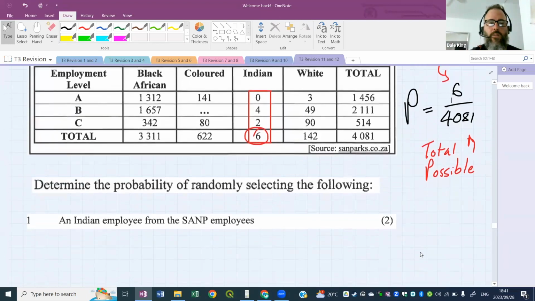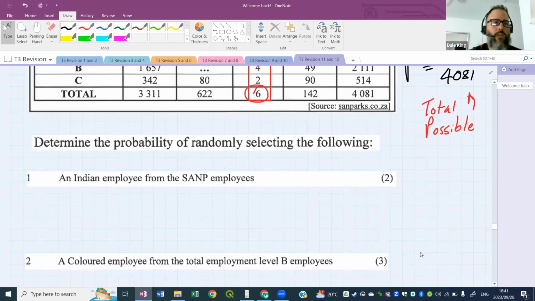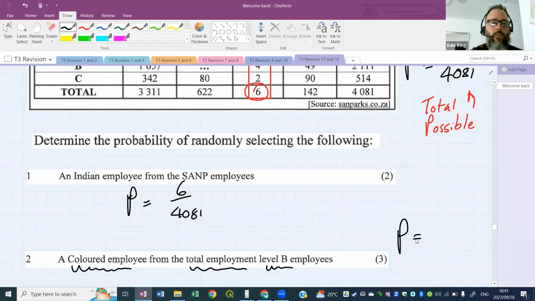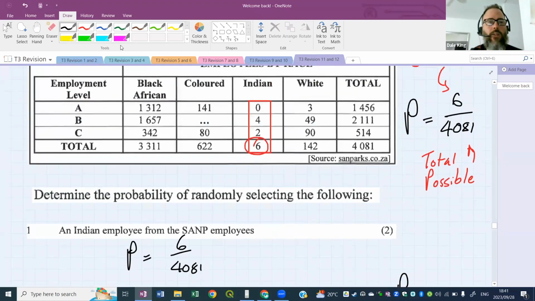Here's another probability question. You ready? Let's just write this here quickly. So P is equal to 6 over 4081. What is the probability of getting a colored employee from the total employment of level B? All right, a colored employee from the total employment of level B. What is the fraction? Now, this is a 3-mark question. And you can see that piece of information that we need is not there.